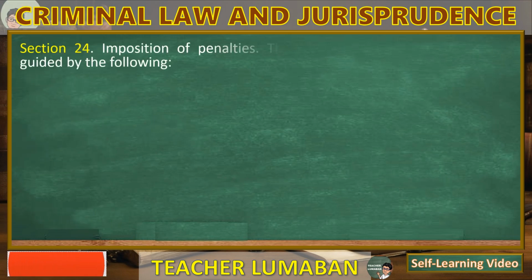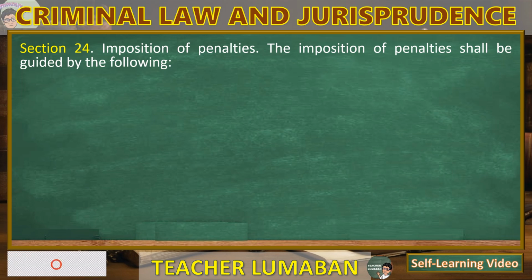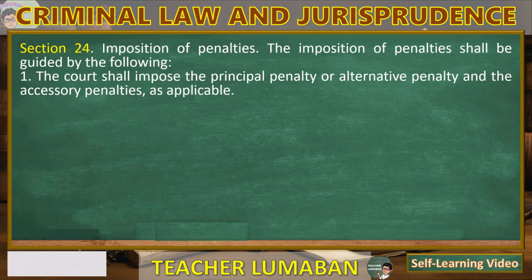Section 24. Imposition of penalties. The imposition of penalties shall be guided by the following. Pagpapataw ng mga parusa. Ang pagpapataw ng mga parusa ay dapat gabayan ng mga sumusunod. Isa. The court shall impose the principal penalty or alternative penalty and the accessory penalties, as applicable. Dapat ipataw ng hukuman ang pangunahing parusa o alternatibong parusa at ang mga karagdagang parusa, kung naaangkop.